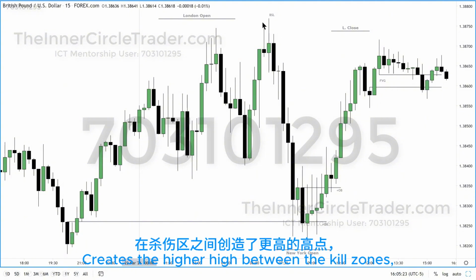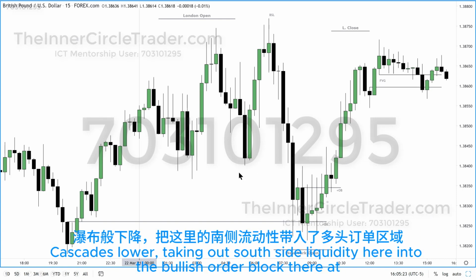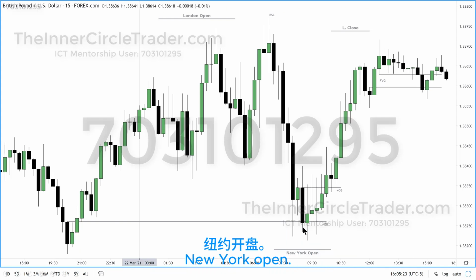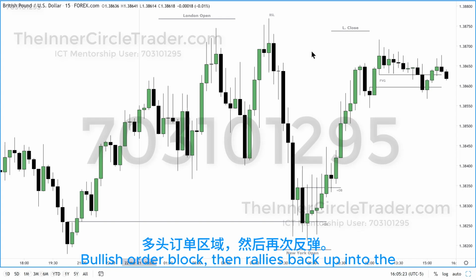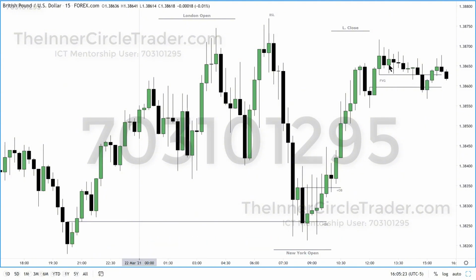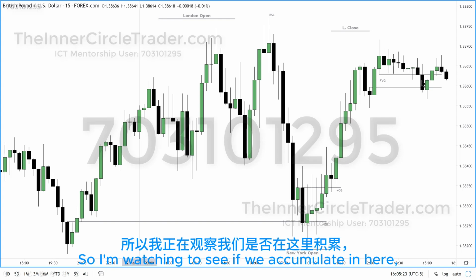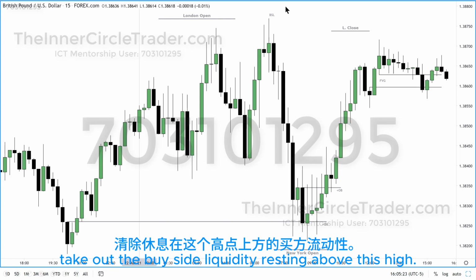Creates the higher high between the kill zones just ahead of New York open. Cascades lower, taking out sell side liquidity here into the bullish order block there at New York open. Trades higher, trades back down into the last down close candle here, bullish order block, then rallies back up into the last up close candle here for a bearish order block, and then consolidated with a fair value gap. So I'm watching to see if we accumulate in here to take out the buy side liquidity resting above this high.